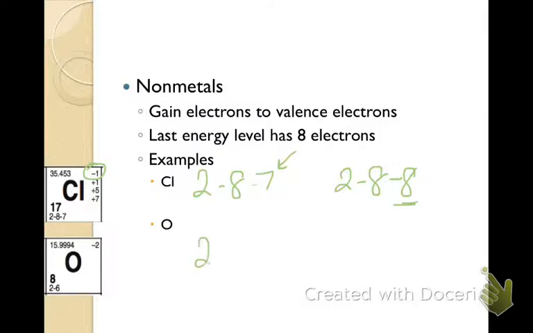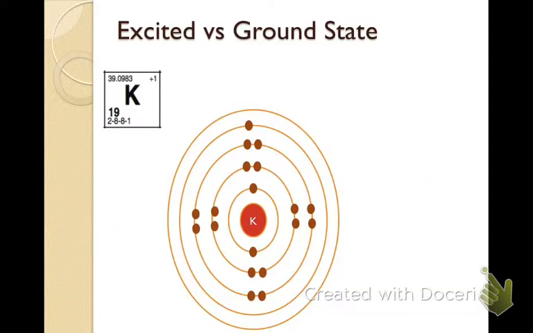With oxygen, it's 2-6. Again, it'll gain 2 electrons in its outer energy level to be 2-8, to again mimic the electron configuration of a noble gas, and since it gained 2 electrons, it's now a -2 charge.